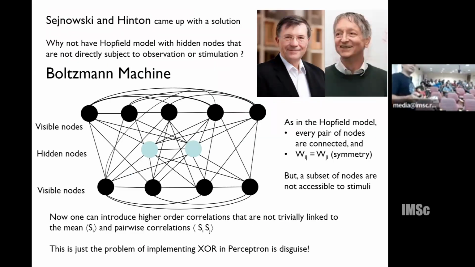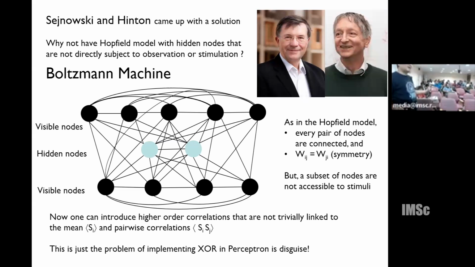So that's what Hinton and Terry Sejnowski actually did in 1985. So they said that, okay, suppose we take Hopfield model, but not all the nodes are directly interacting with the sensory stimulus. There are a few hidden nodes which are just processing information, which are not directly perceptible to sensory stimulus. But in all other ways, it's exactly like the Hopfield model.